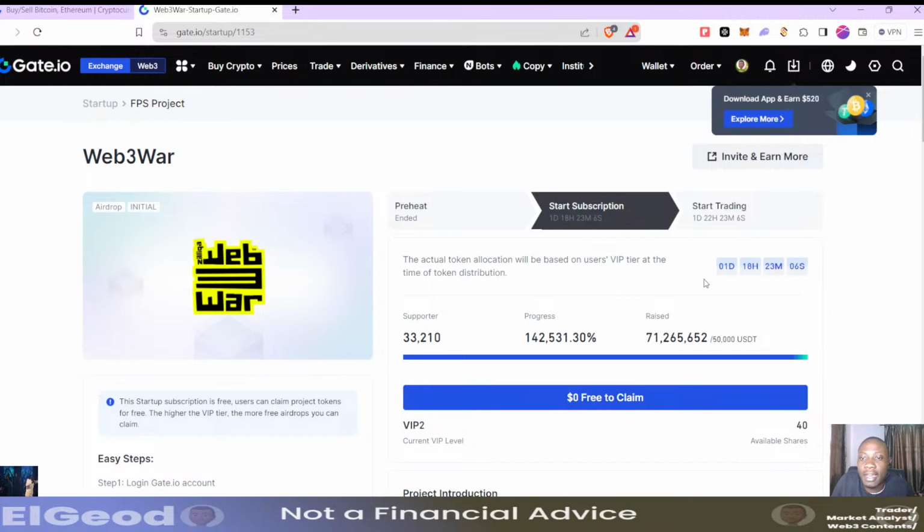Quick one. Currently here on Gate, there are over 33,000 supporters of this project. The expected amount they were hoping to raise is 50,000 USDT, but currently it is 71 million USDT, meaning that those in support of this project are quite many. That gives a positive perspective about this project, implying that this project would potentially do well.